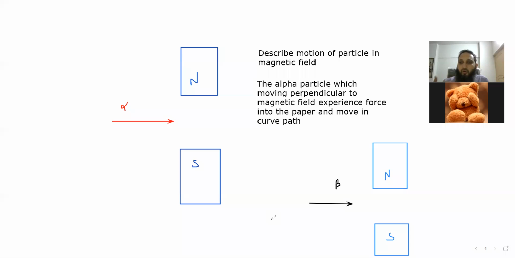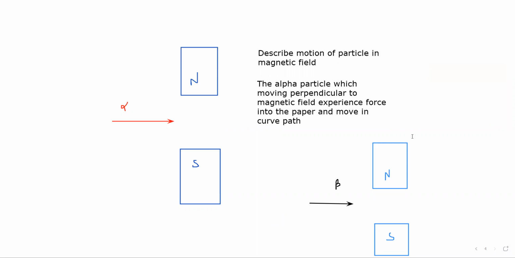So if it is pointing towards you, you will say out of the paper. If it is pointing towards the paper, you will say into the paper. So how do we describe this path?